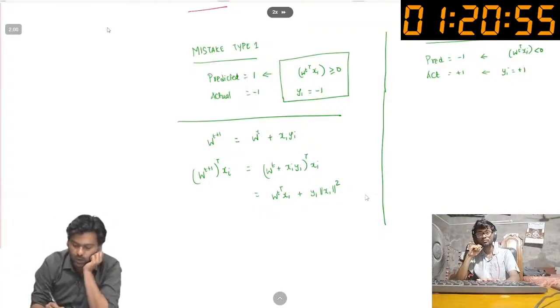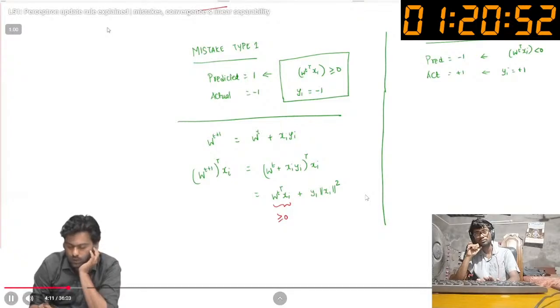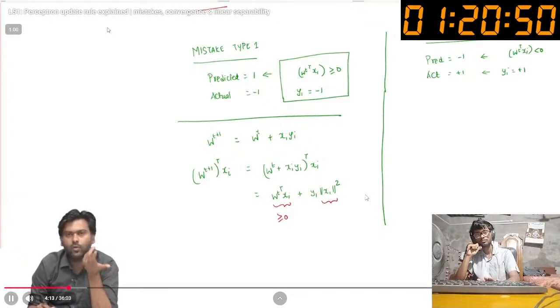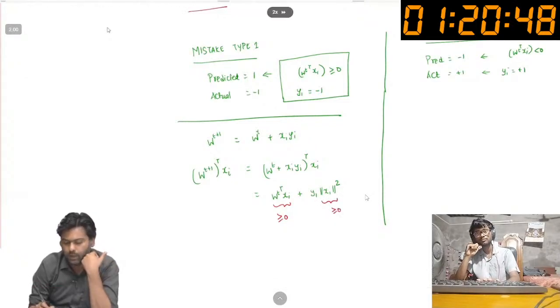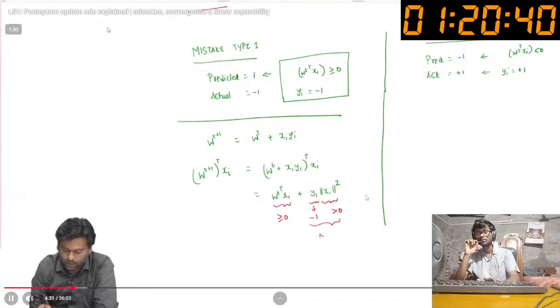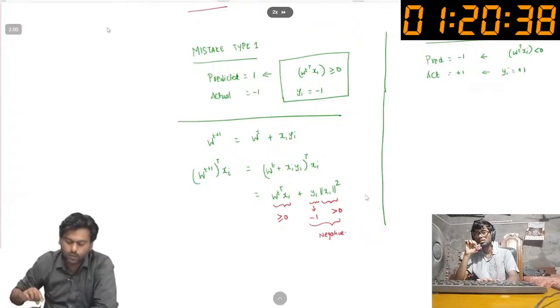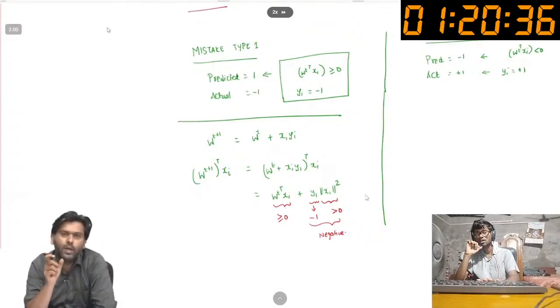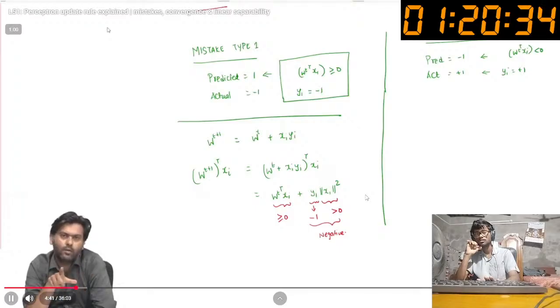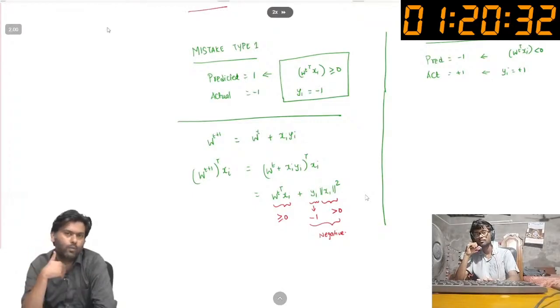So, but now in mistake number 1, type 1, this value is greater than or equal to 0. Norm of x_i squared is always a positive quantity, right. So, this is going to be greater than or equal to 0. In fact, you can simply assume that the data points are all not all 0. So, this is going to be greater than 0, but because it's a mistake, this guy was minus 1, right. So, which means that this whole thing is negative, right. So, what does that mean? That means that earlier I was making a mistake because the previous w's dot product with x_i was positive, whereas it should have been negative.